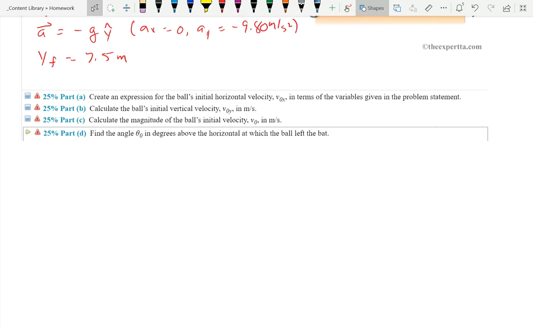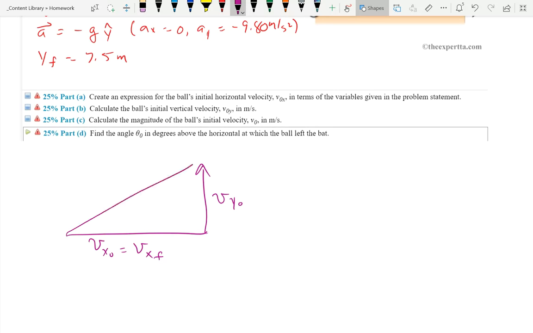And then the final question is, find the angle theta. Well, I'm going to draw here. We have the initial, we have those values known. I want to find this angle. Seriously, give me a different color. How do I find that angle from those two values?